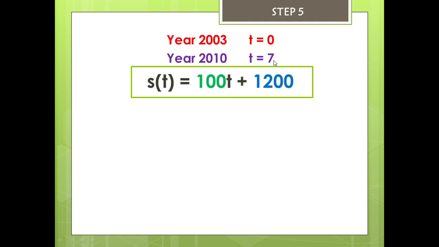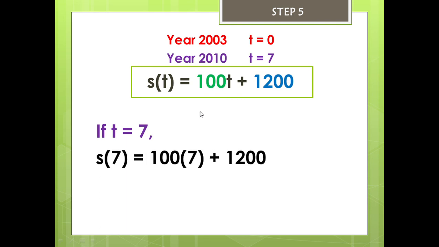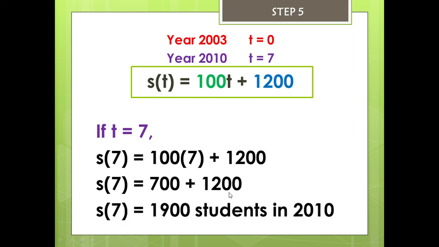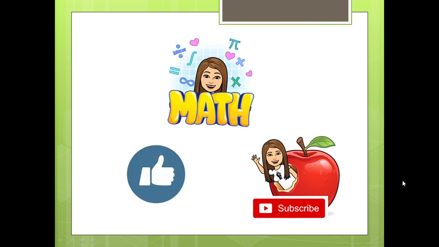So, same linear function will be used, pero ang t natin dito ay 7 na kasi 7 years after ng 2003. So, yung t dito, papalitan natin ng 7, tapos yung 100, yung multiply natin by 7. So, ito na siya. Multiply lang itong part na to bago tayo mag-a-add mamaya. So, 100 multiplied by 7 is 700. 700 plus 1,200 is 1,900 students in 2010. So, ito lang yung magiging topic natin for today.